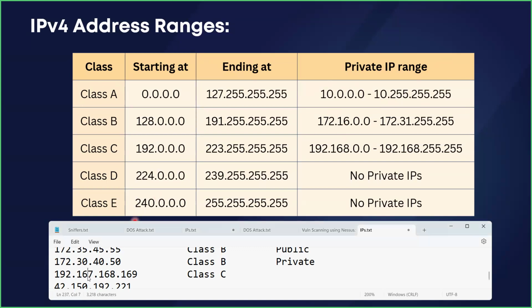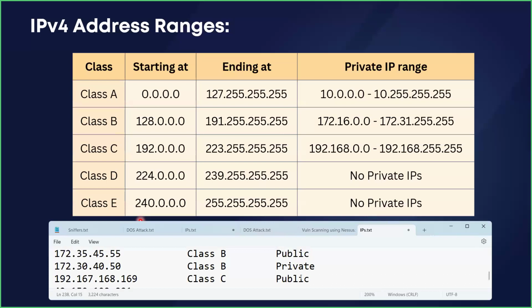192.167.168.169. This is class C, but public or private? Okay, I've got one answer as private and one answer as public. Let's see. Public. So the first octet is 192. That seems to match, but the second octet should be 168 for it to be classified as private. But here we have 167, if you notice. So therefore, this is a public IP, guys. Please be careful about the ranges. You have to look at every octet.